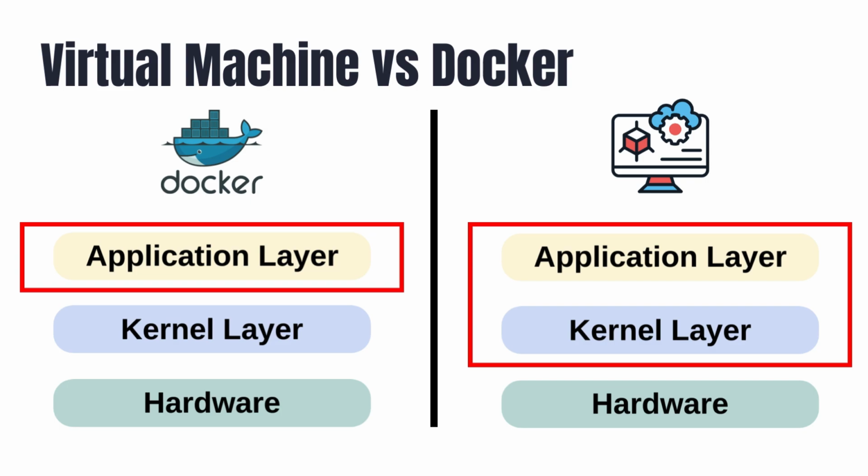The application layer is used by end user software such as web browsers and email clients. It provides protocols that allow software to send and receive information and present meaningful data to users. The kernel layer acts as a bridge between the application layer and the hardware of the system. Docker only virtualizes the application layer, while a virtual machine virtualizes both the application and the kernel layers.